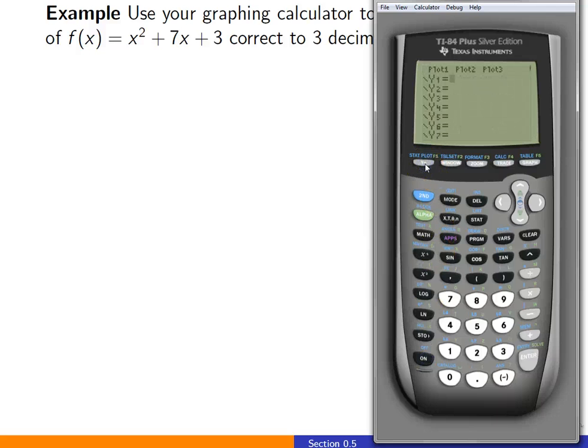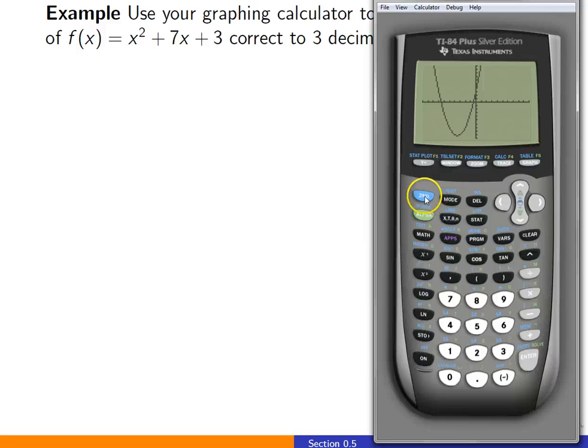So y equals, and we go there and we plug in our function, x squared plus 7x plus 3, and we hit enter, and then we go to the graph button, and our graph should pop up here in the standard window.